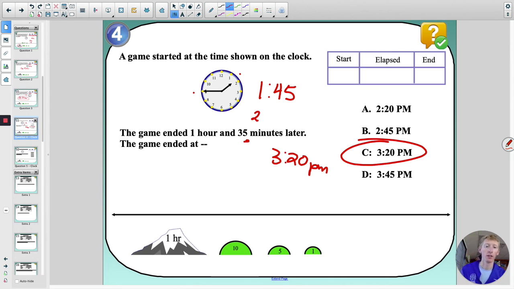We're going to be doing some IXL things with elapsed time so that you get a lot of practice. This is a tricky thing for 5th graders, okay? So take your time, try to really think about it, and if you have questions, ask me during math class.